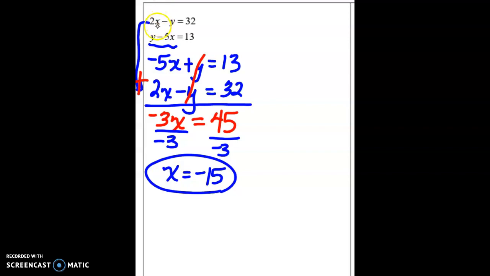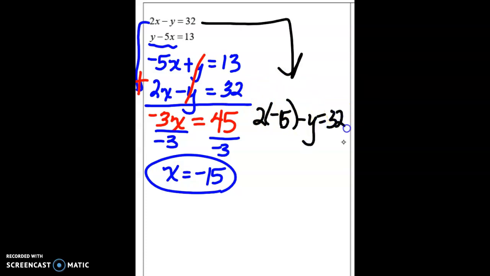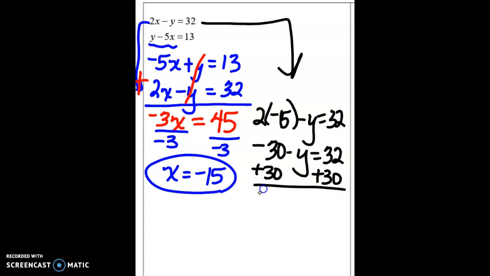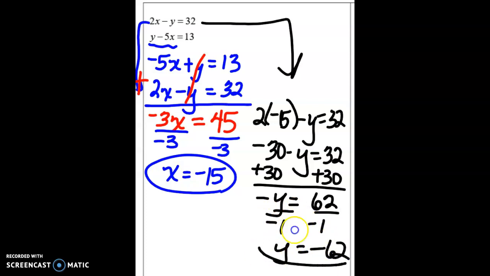It doesn't matter which one you go into at all, whatever you think works best for you. I'm going to use this top one. So 2 times negative 15, that goes in for x, minus y equals 32. When I multiply this, I get negative 30 minus y equals 32. And then I'm going to add 30 to both sides. I get negative y is equal to 62. And I get the answer of negative 62 when all is said and done.